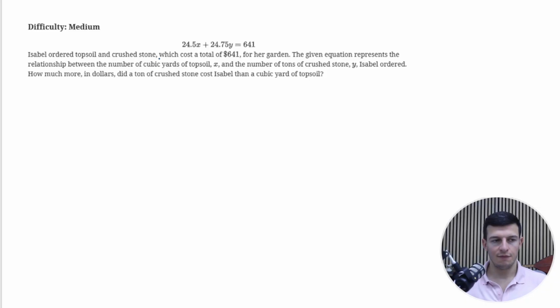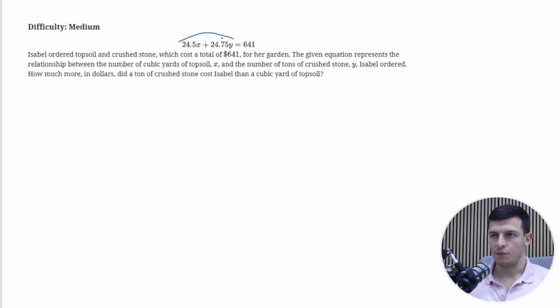Now, this is a confusing question. It's actually a very easy question, but I've seen a lot of students confuse this because it seems a bit strange. The only thing we need to understand here is, what does this equation represent? Okay, now what does 24.5x mean? They tell us what x is. x is the number of cubic yards of topsoil.